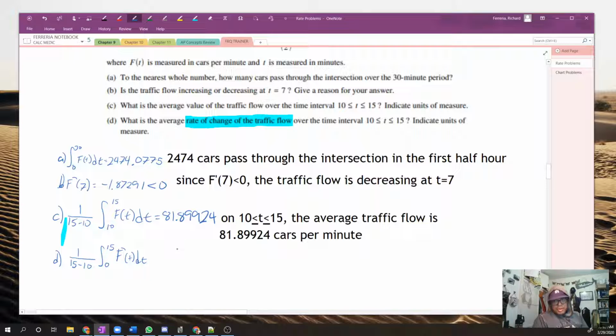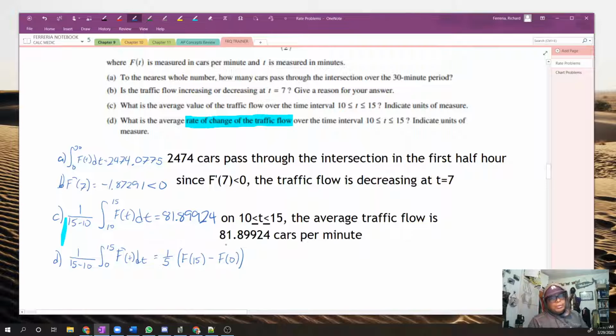How am I supposed to do that? Ferreira, you just told me not to take the derivative of anything on the calculator if you don't have to, or on the calculator section. And I'm still holding to that. There's a trick here. And the trick is you are looking at the fundamental theorem of calculus: the integral of the derivative of f is f. This is just f(15) minus f(0).